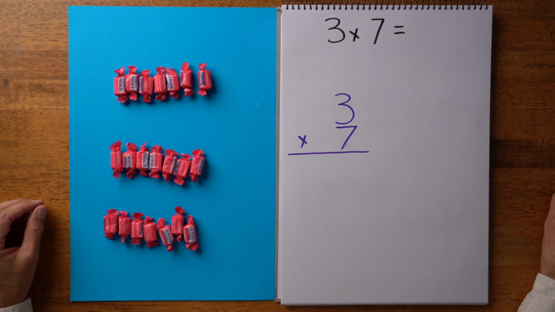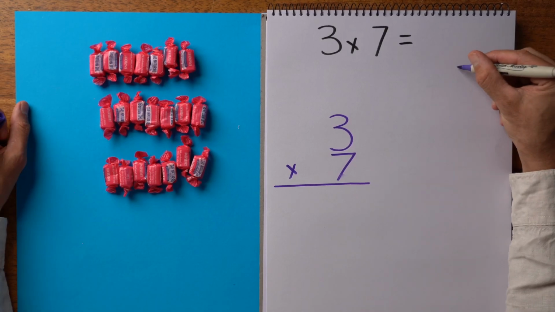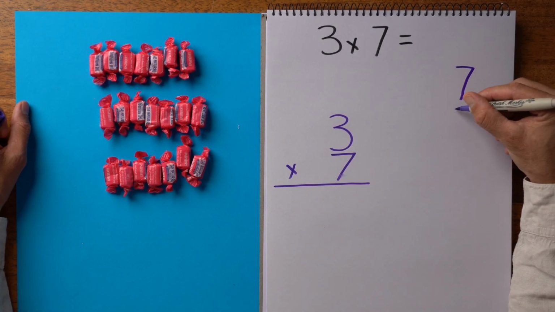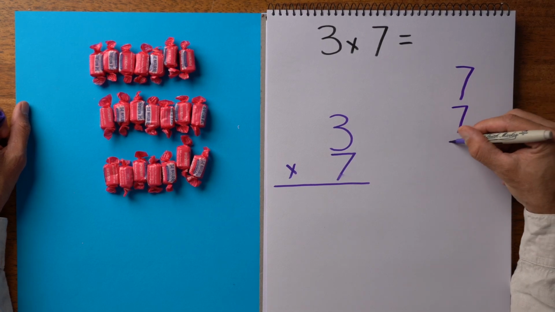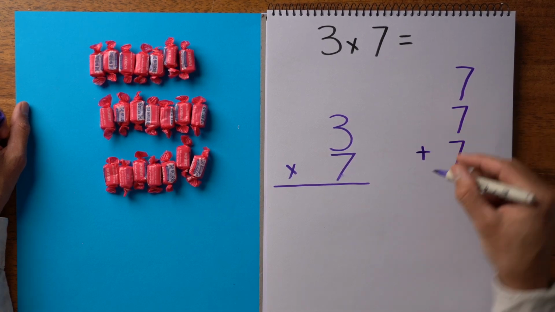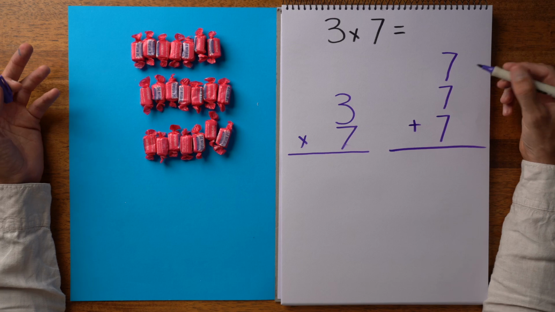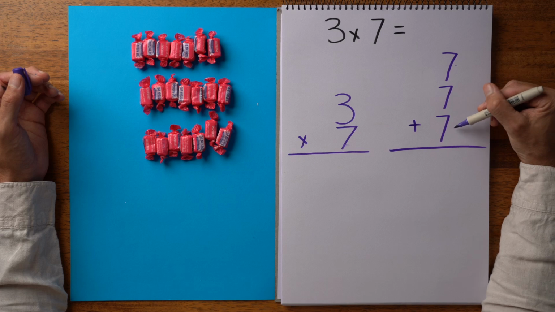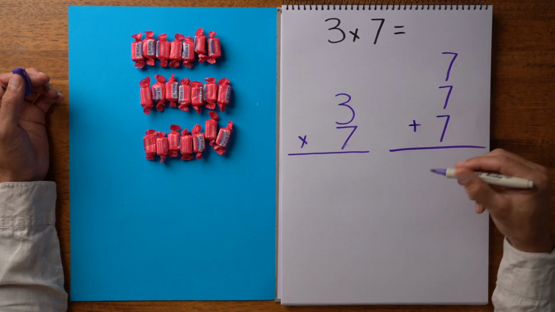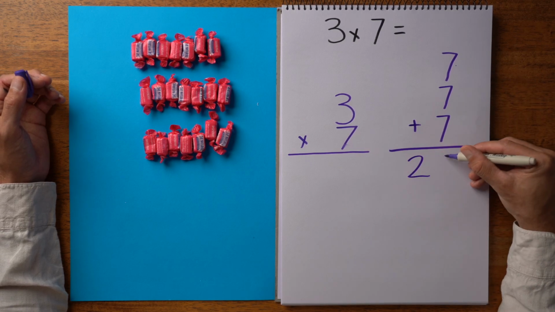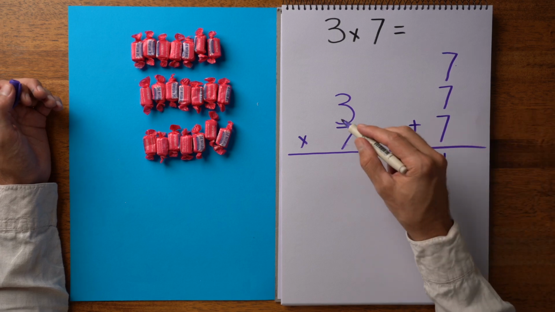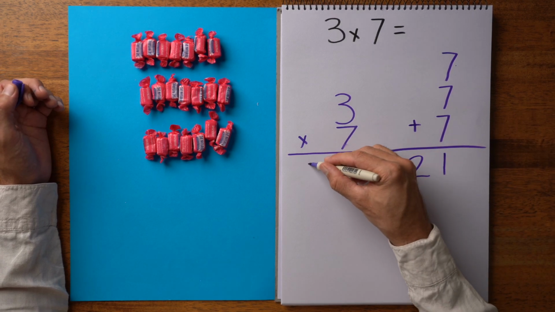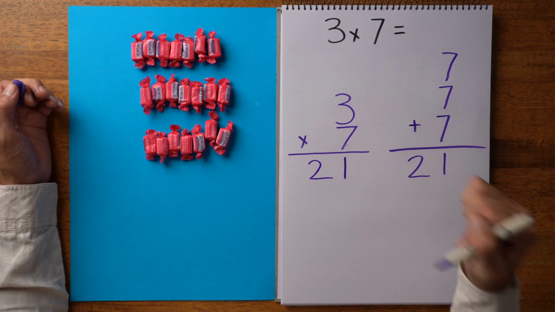I could also represent my 3 groups of 7 as an addition problem, which would look like 7 plus 7 plus 7 for my 3 groups of 7. When we add them up, 7 plus 7 is 14, and 7 more is 21. We now know that 3 groups of 7 is also 21.